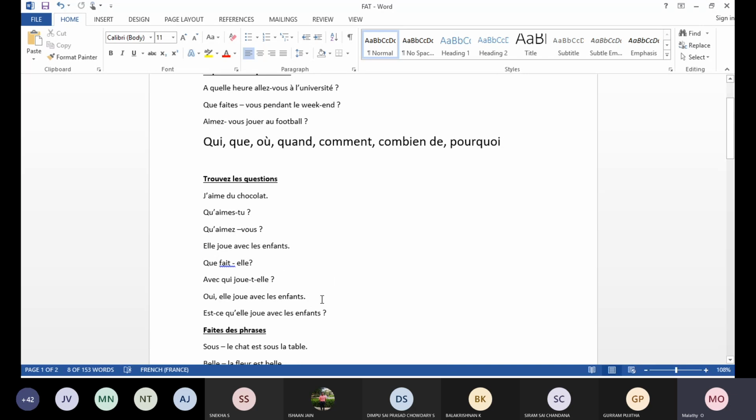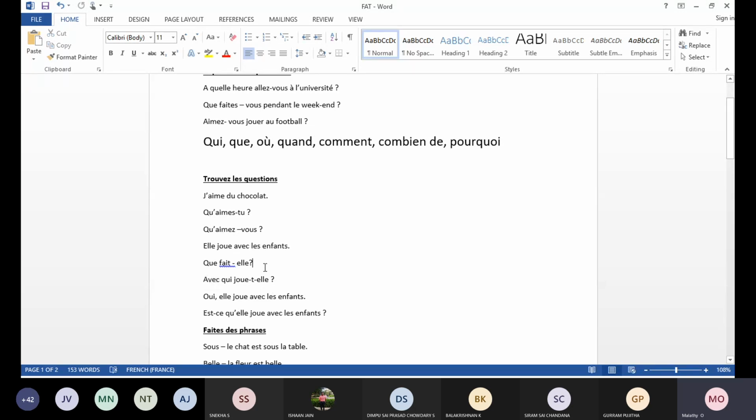It can also be with whom she is playing. So avec qui joue-t-elle? With whom? So since you have learned the prepositions, you can add any preposition with any interrogative word and you can frame more questions. Yes. So avec qui? With whom? With whom is she playing?